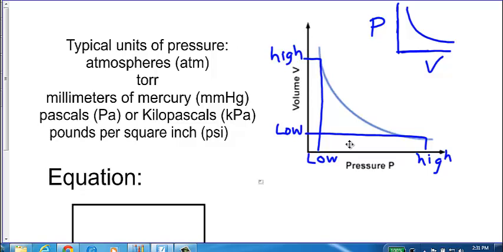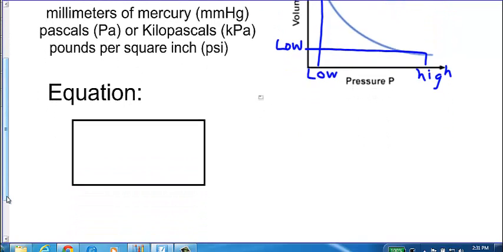When we talk about these relationships, again, it's important that you know what units pressure are. So atmospheres is a unit of pressure, or torr, or millimeters of mercury, or pascals, or kilopascals, or pounds per square inch. It will just help you recognize pressures when you're given them. The equation to represent Boyle's law is P1V1 equals P2V2. That is the equation for an inverse relationship, okay?